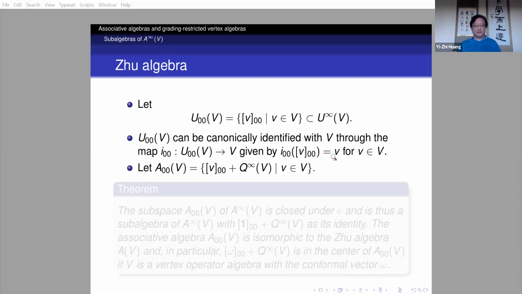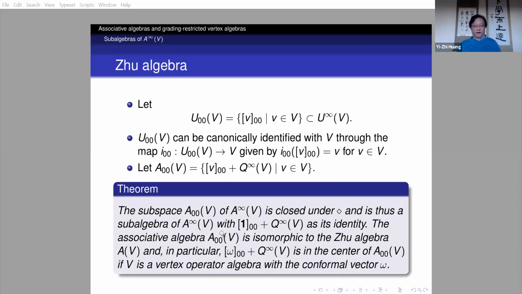It's clear. And then we define this A00V as the coset inside A infinity V given by these kind of elements plus Q infinity V, because A infinity V is the quotient of U infinity V by Q infinity V. So we just take these. The theorem is that A00V is closed under this operation. That's actually very easy to see, because this kind of matrix is certainly closed. Therefore it's a subalgebra, with this particular element as the identity.